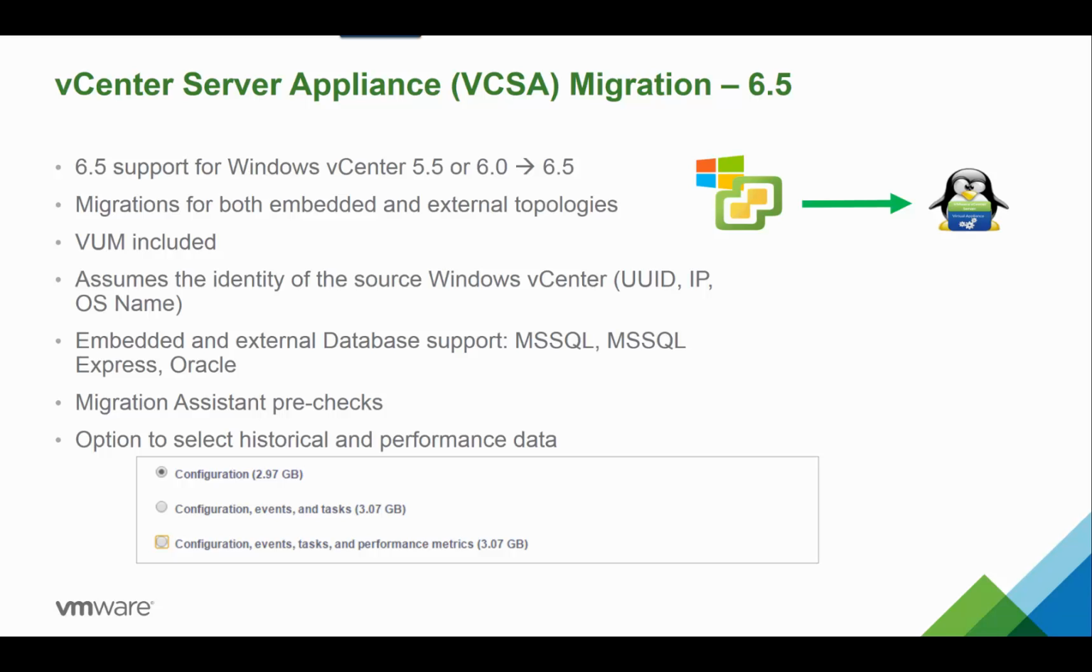vSphere Update Manager, or VUM, is an included portion of the migration that is completed. The migration supports both embedded and external database configurations for MS SQL, MySQL Express, and Oracle. The Migration Assistant also performs a pre-check to ensure the migration will complete successfully before starting the migration. You can also migrate your historical and performance data as well.